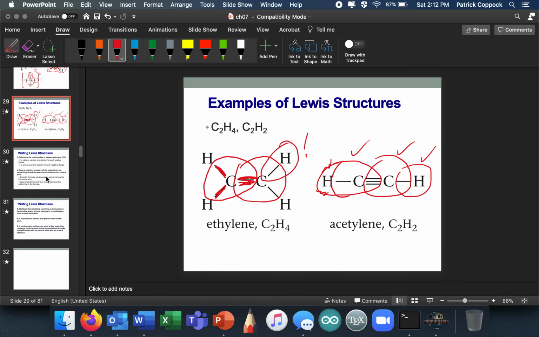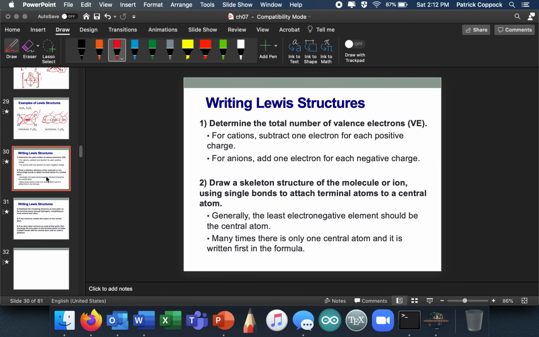Now let's look at some rules for writing Lewis structures. These are great rules. Determine the number of total valence electrons of the system. For cations, we're going to subtract an electron for each positive charge. For anions, we're going to add an electron for each negative charge. Determine the total number of valence electrons. I will demonstrate this in just a moment.